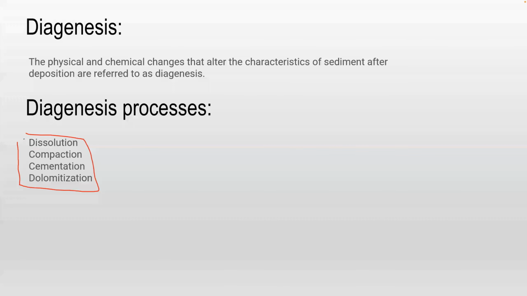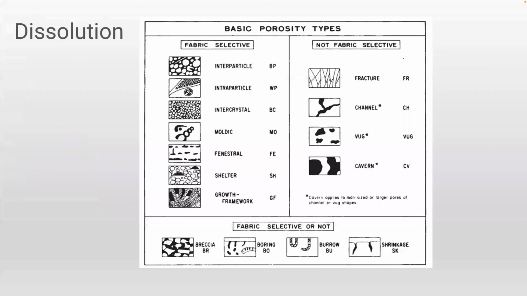For example, if you have dissolution, you have porosity, but you maybe have better permeability because it depends on whether the pores are connected or not. If you have compaction, it decreases the reservoir quality. If you have cementation, again, it decreases the property of the reservoir. And if you have dolomitization, maybe you have better porosity and permeability. Let's look at, for example, the types of porosity.